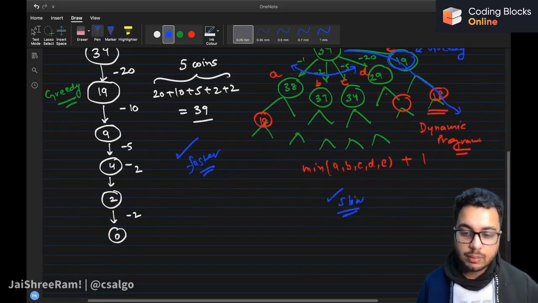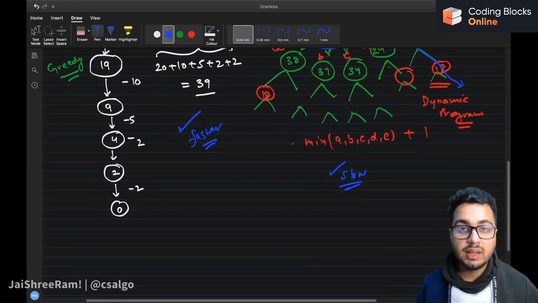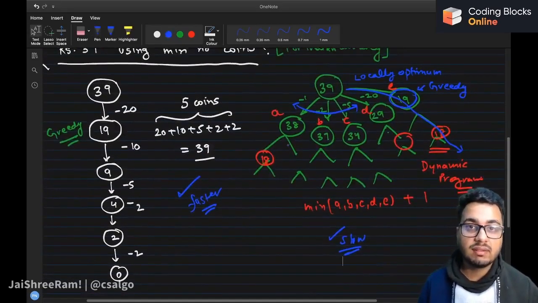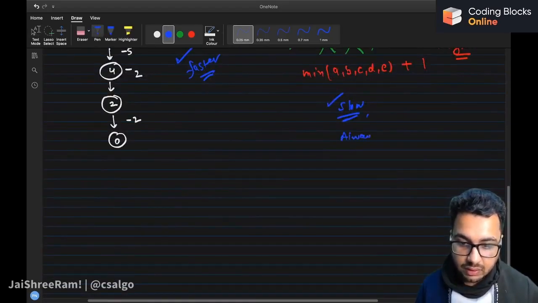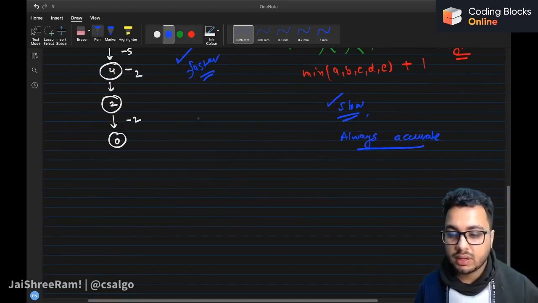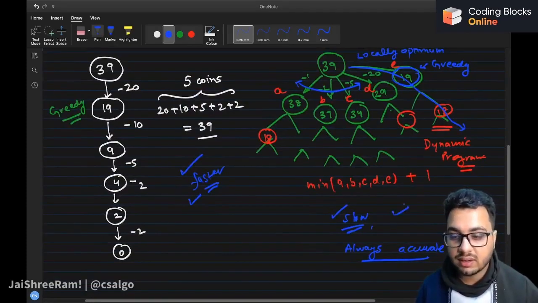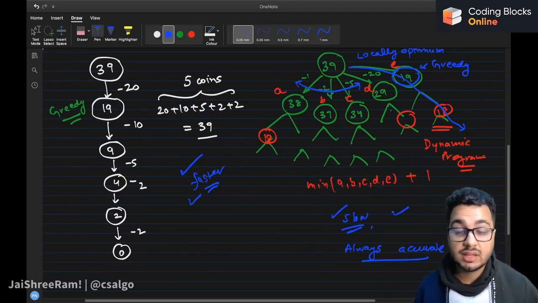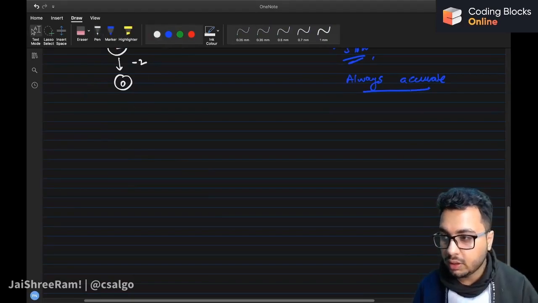But then you might ask, why don't we apply greedy to all DP problems? Because greedy might not always give you an accurate answer. The DP approach will always give you an accurate answer. In this problem, greedy will give you a correct answer, and DP will also give you a correct answer, but greedy would be much faster than the DP based method.